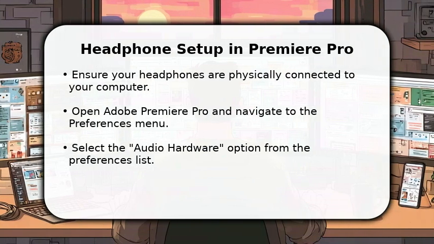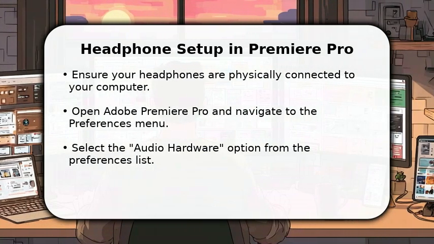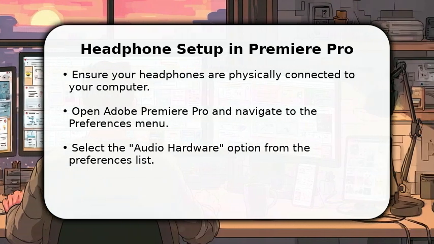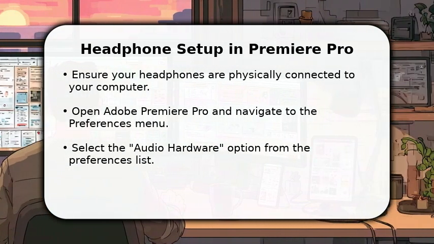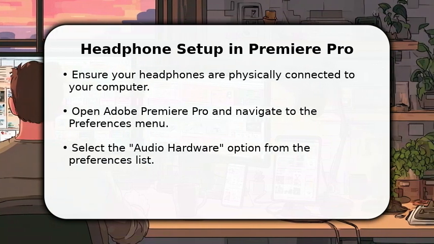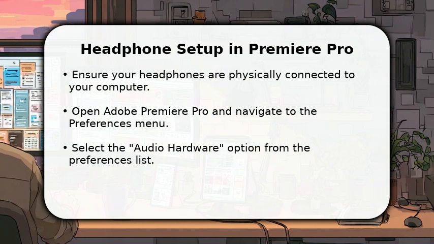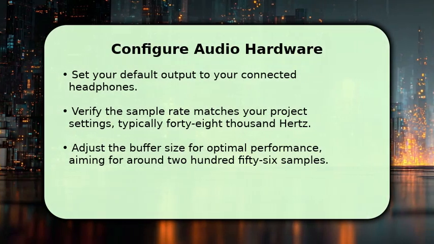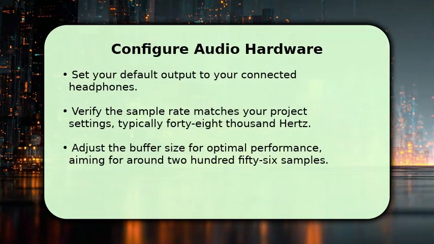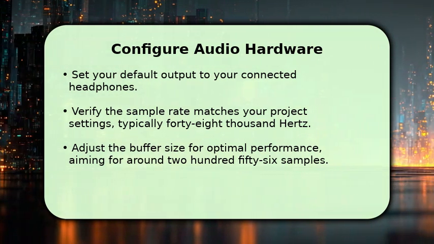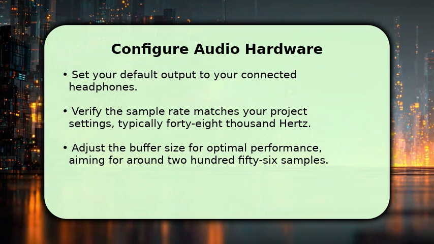Once the application is open, go to the top menu bar, click on Premiere Pro if you're on a Mac, or Edit if you're on Windows, and then select Preferences. From the drop-down menu, choose Audio Hardware to access the essential settings for your audio output. Within the audio hardware preferences, locate the default output drop-down menu. Here, you must select your headphones as the primary output device.